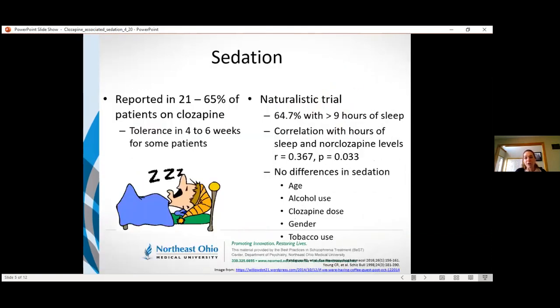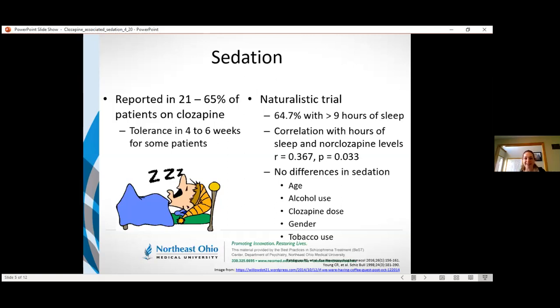So how often would you see this in patients? As I mentioned, that range is relatively large. From 20% to at least documented over 65%, although there are some suggestions that it could be upwards of 70 to 80% when patients very first start taking clozapine. In a large majority of patients, tolerance can develop to this sedation within the first 4 to 6 weeks.